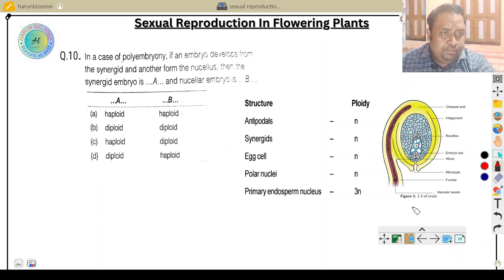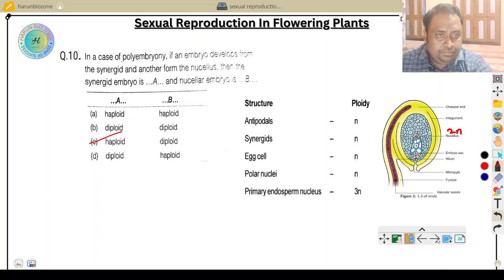You can see, this is the embryo sac, this is the chromosome number, this is the antipodal cell, this is the synergids. Synergids and antipodal cells are haploid in number. So if an embryo develops from antipodal cells or synergids, it is haploid in nature. But in case of the nucellus, when the embryo develops from these nucellus cells, the nucellus is diploid in nature. So if the embryo develops from the nucellus, the embryo becomes diploid in nature. So here the right answer is haploid and diploid.